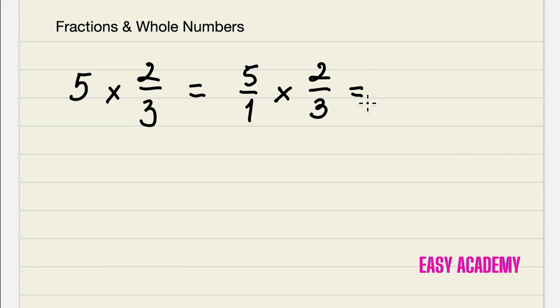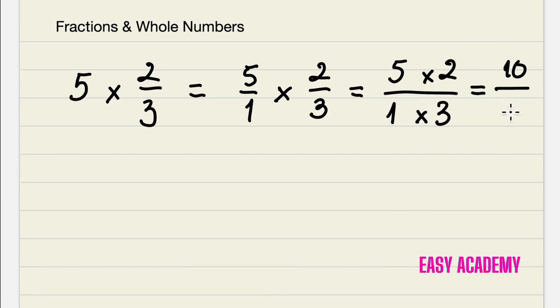We will multiply the top numbers together. 5 times 2, that gets me 10. Then I will multiply the bottom numbers together. 1 times 3 will get me 3. So 10 over 3 is our final answer because it is the simplest form of a fraction.